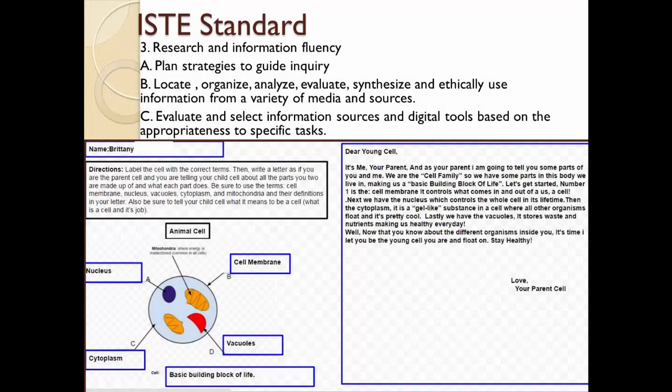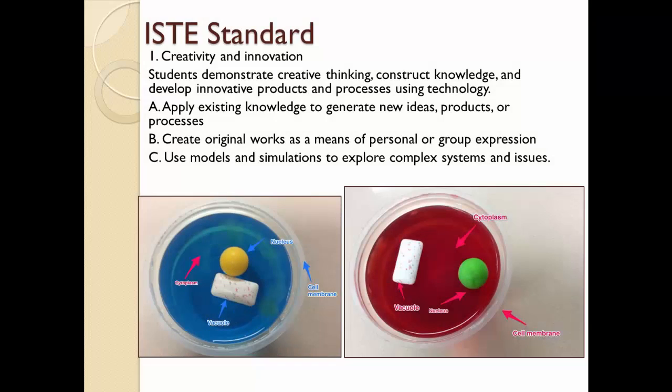The ISTE Standard 3 was covered. Students had to use research and information fluency. In order to do this, they had to plan strategies to guide inquiry. Students used small group lesson materials in order to guide their research and to create a letter. They also needed to evaluate the different types of media that they had and the sources. Finally, they needed to select the information and sources and use it with a digital tool that we chose, such as Google Drawing, in order to create a letter from the point of view of a cell and label its parts.